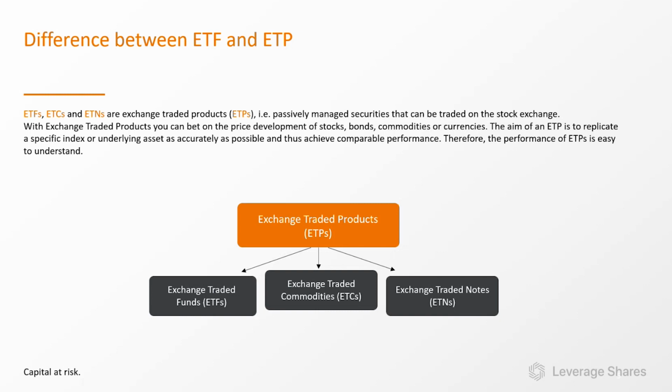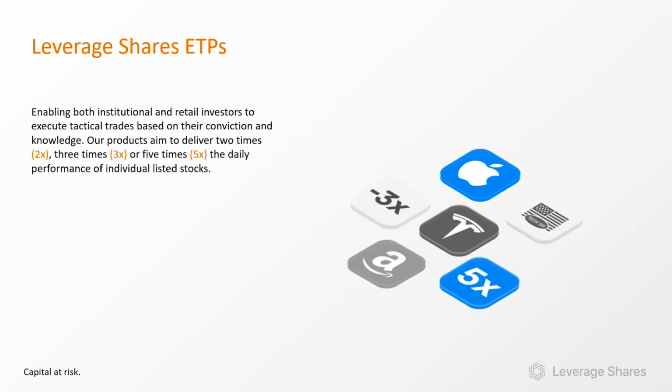As you see on the little visual on the slides, exchange-traded products is the main term, including exchange-traded funds, exchange-traded commodities, and exchange-traded notes. We at Leverage Shares call our financial products ETPs, and from structure here, they're most similar to exchange-traded notes. So with that, I would like to go forward and present you Leverage Shares as a company and Leverage Shares ETPs. We are the pioneer in the finance field regarding leveraged ETPs.